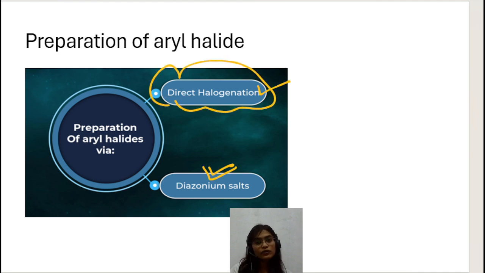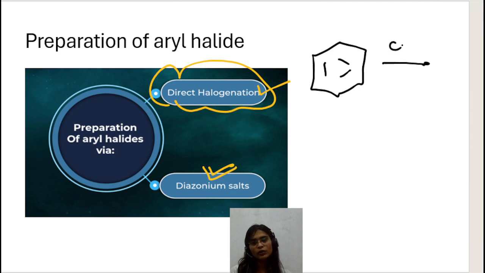Now my question for you: suppose this is benzene, as we discussed already, and chlorine is there. Is it really possible that you are using chlorine and the reaction is going to happen? What do you think about it? No, right? Basically no, because benzene, you know very well, doesn't want to lose its aromaticity.